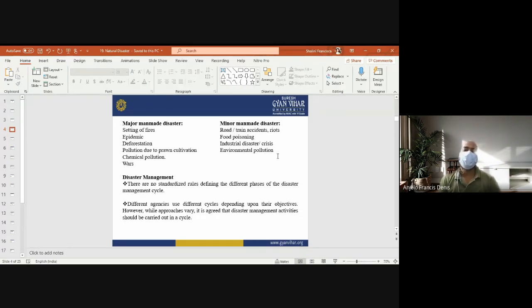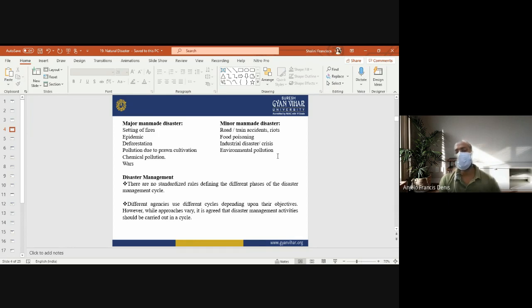Nowadays, each state has its own organization which works on the management of disasters, that is SDRF, State Disaster Relief Force. Then the centrally governed body is NDRF, that is National Disaster Management Authority. So very commonly we see such terms available right now, like disaster management. So what is disaster management?